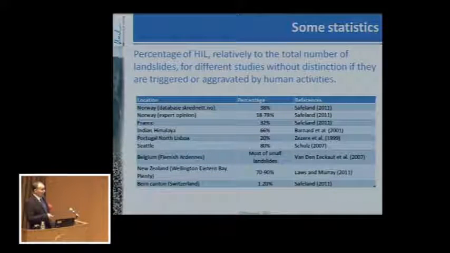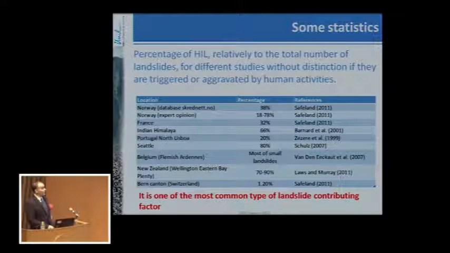Switzerland is a bias because, in fact, not all landslides were informed about the source, human sources. But you see, the statistic is rather impressive.